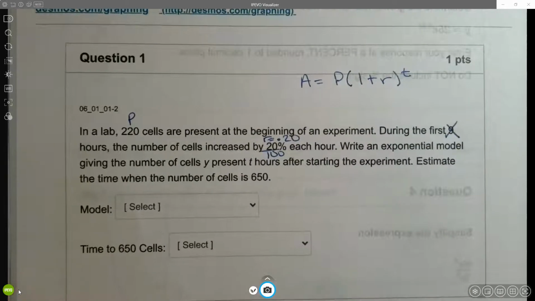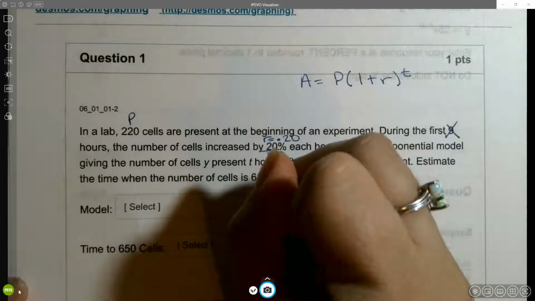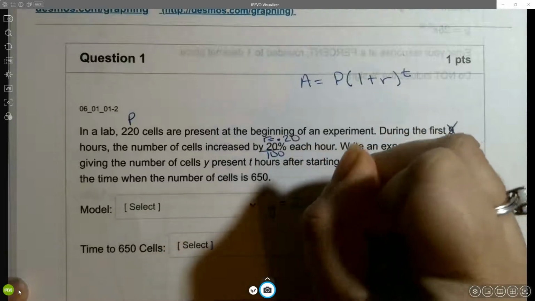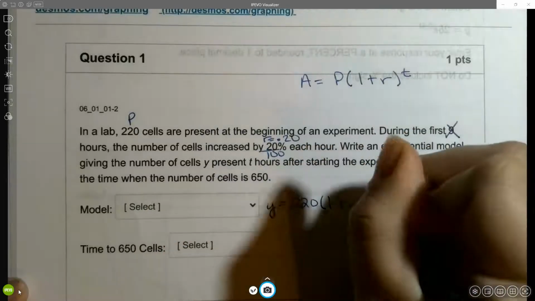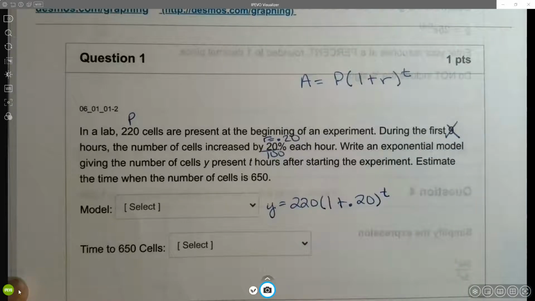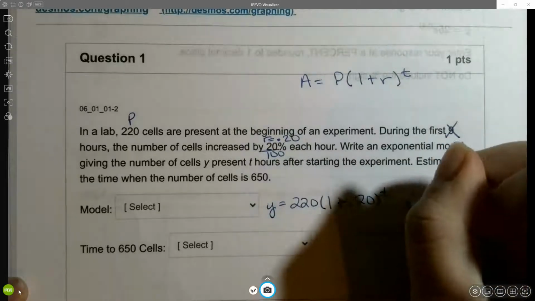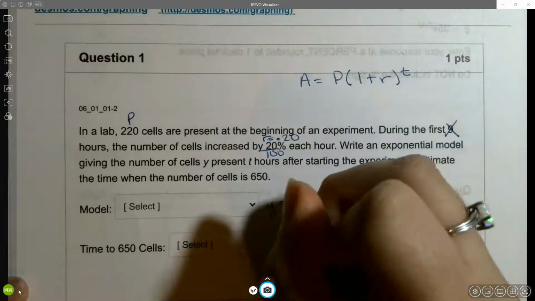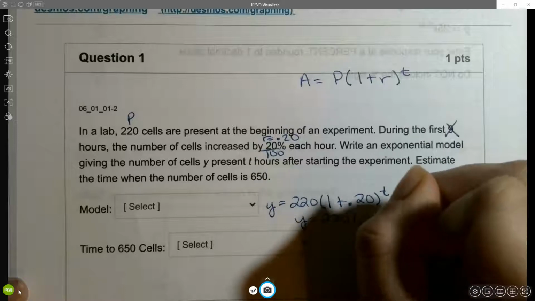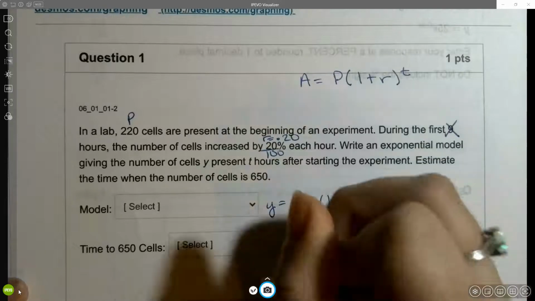So I'm going to do the first part. For my model, I'm going to have y equals 220, parentheses 1 plus 0.20 to the t. So I could combine these together to get y equals 220 times 1.20 to the t.